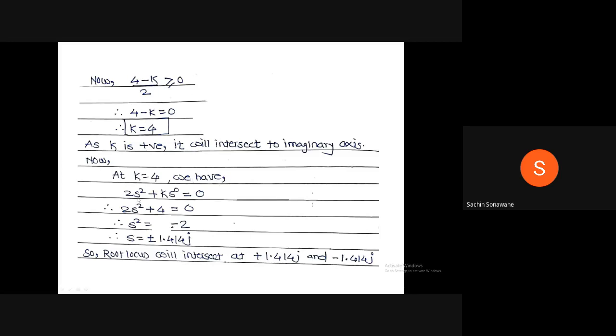We have 2s square plus K s raised to 0 is equal to 0. Therefore, 2s square plus 4 is equal to 0. Therefore, s square is equal to minus 2. Therefore, s is equal to plus minus 1.414j. So the root locus will intersect at plus 1.414j and minus 1.414j.